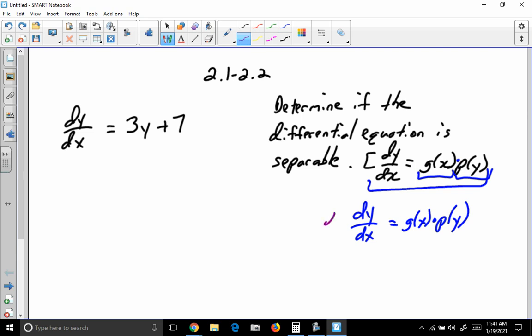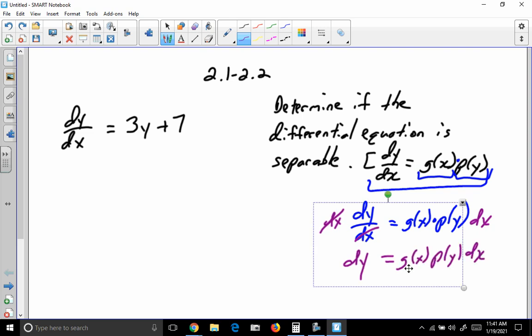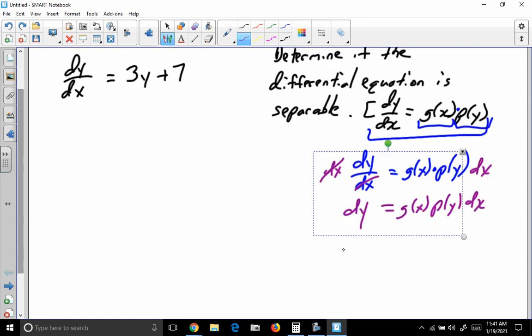So to get the dx to the other side, we would multiply both sides by dx. And to get the p of y to the other side, we would divide both sides by p of y. So we would end up with something like this. Every piece that has a y variable is on one side. If it doesn't have a y variable, or if it has an x variable, it would be on the other side. And the phrase is separate and integrate.